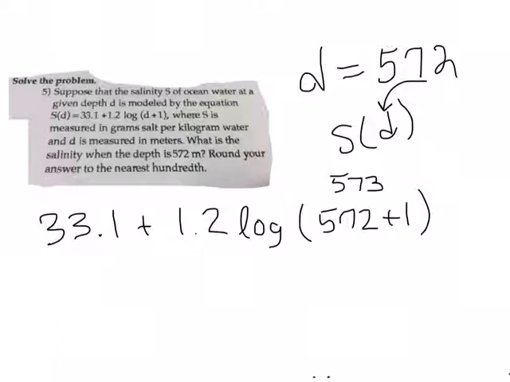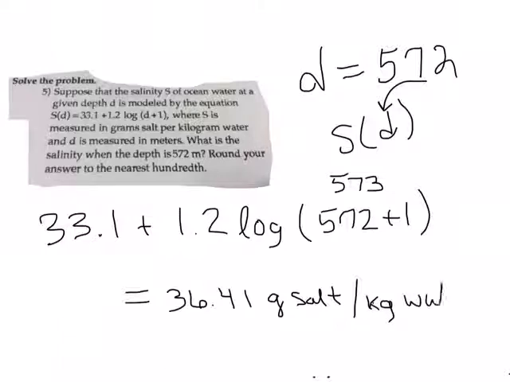You just plug it in on your calculator, and we end up getting something like this, 36.41, and this is grams of salt per kilogram of water. So this is basically the salinity of the ocean water at this depth for this application problem.